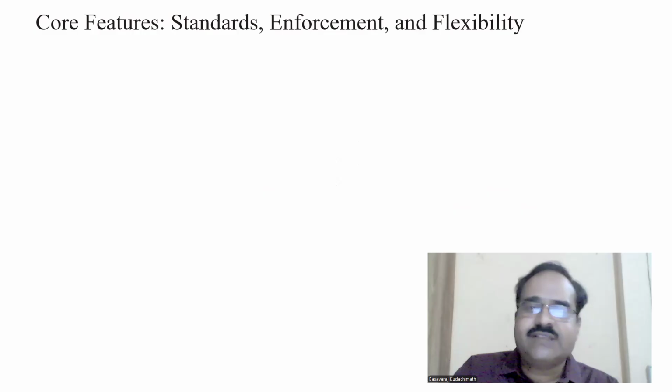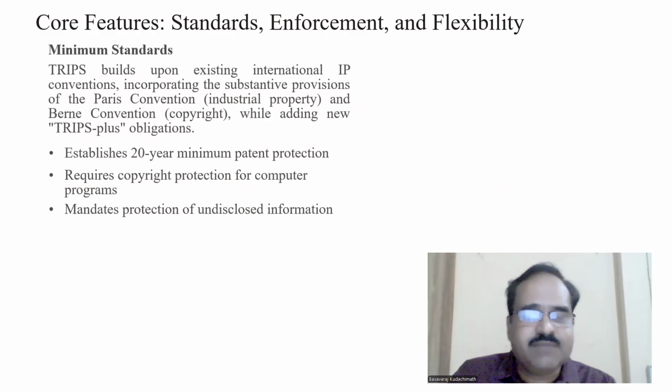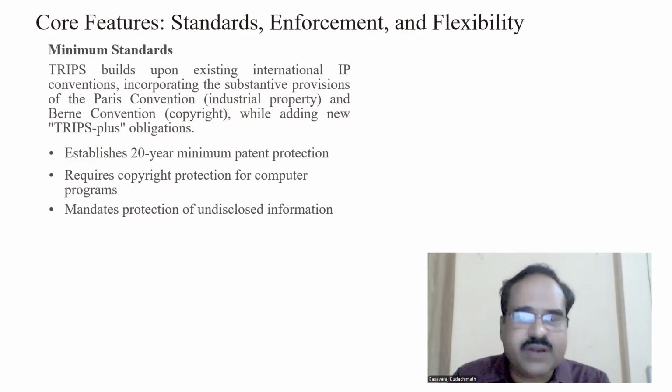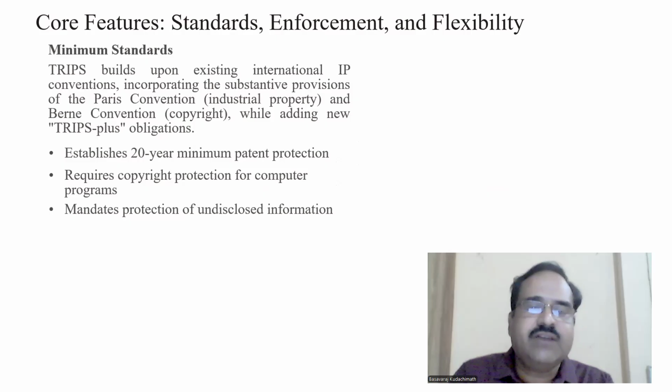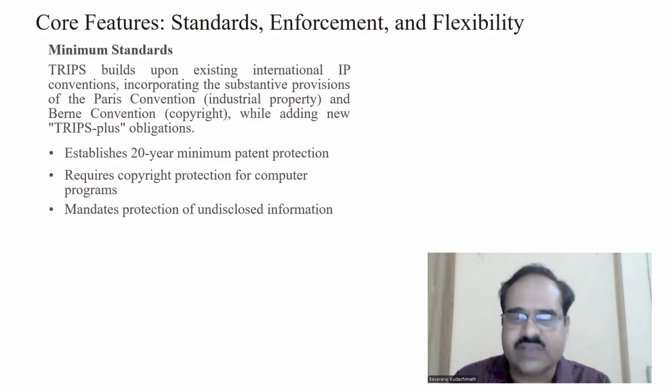Core features, standards, enforcement, and flexibility of WTO. If you see the minimum standards, what the TRIPS agreement talks about to the member countries is, it builds upon existing international intellectual property conventions, incorporating the substantive provisions of the Paris Convention, that is industrial property, and the Berne Convention, that is copyright, while adding new TRIPS-plus obligations. Earlier to that, industrial properties, that is designs and trade secrets, were not there, and copyright was not there at the international level.